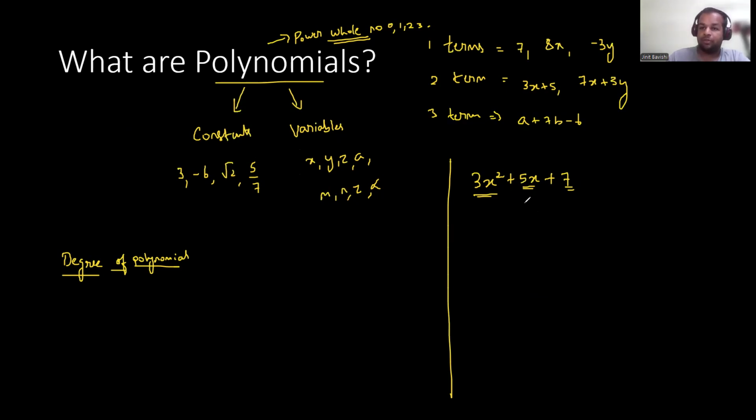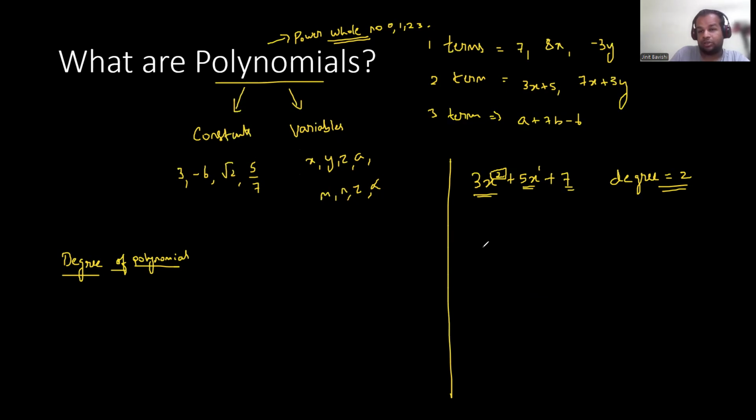We will look at the one which has the highest power. When I say 5x, it means it's 5x to the power 1. That is how we represent it in exponential form. When I say 5x, it's 5x to the power 1, technically speaking. So the highest power here is 2, right? That's going to be our degree. The highest power is 2, hence the degree of the polynomial is 2.